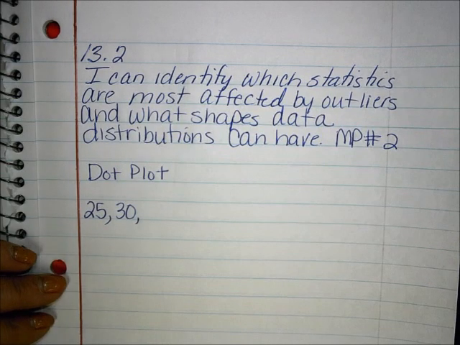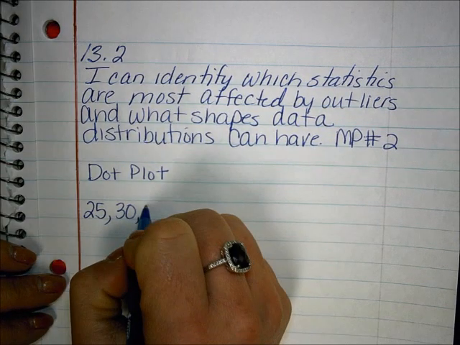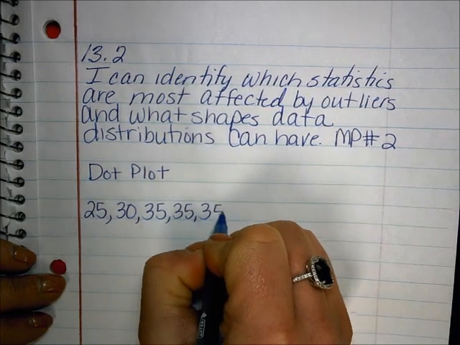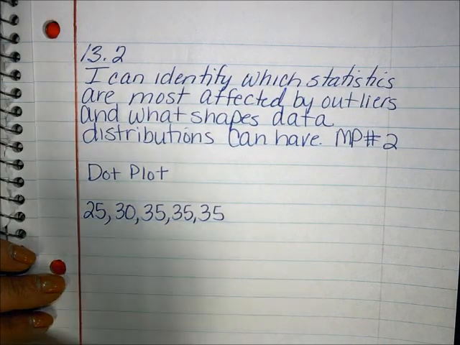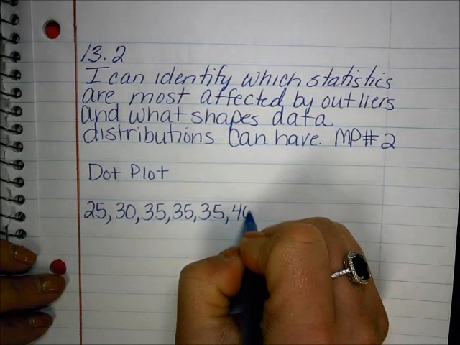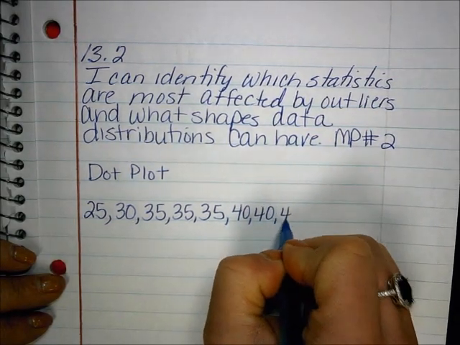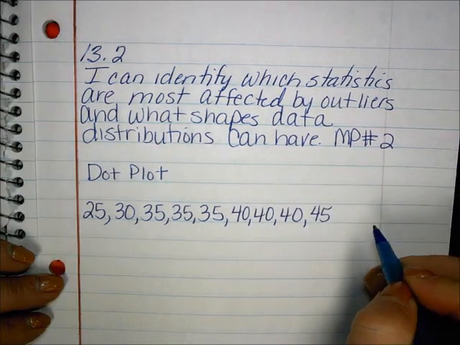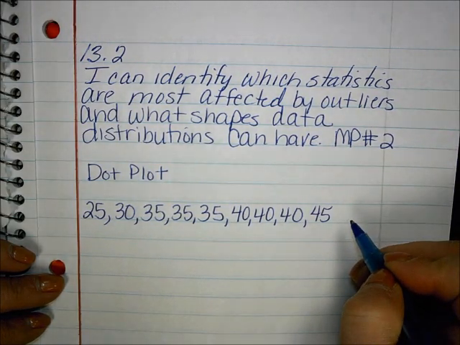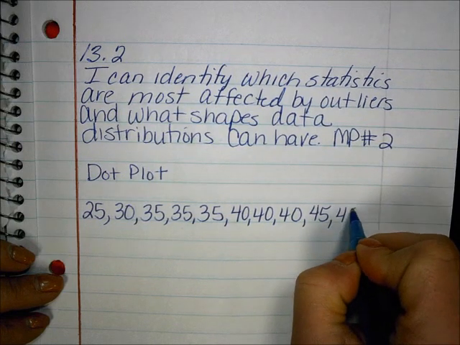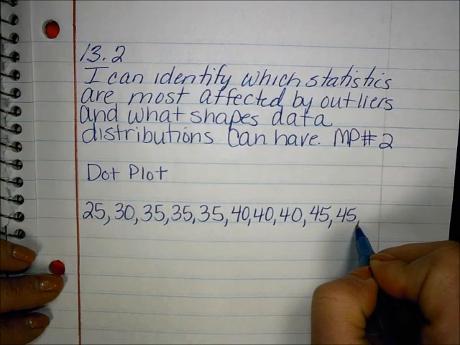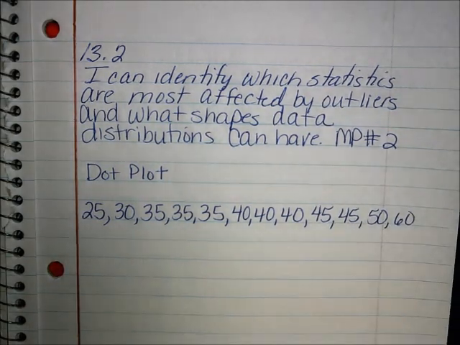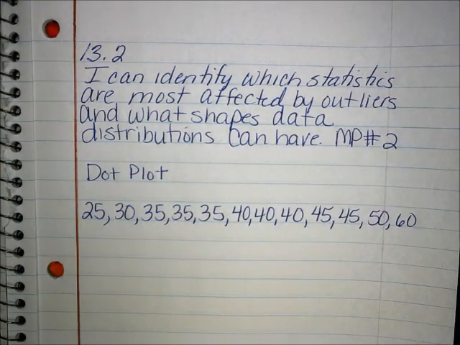Then we have somebody who gets paid $30,000. We have three that get paid $35,000. We have 3 that get paid $40,000. We have 1 that gets paid $45,000. Another one that gets paid $45,000. We have a $50,000 and a $60,000. Okay? Those are the 12 employees at the small company.